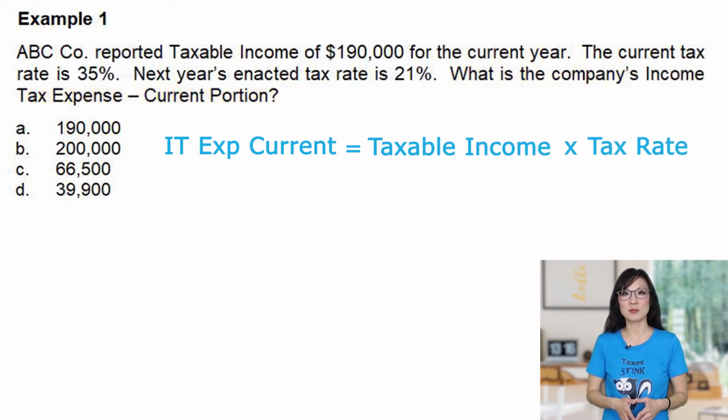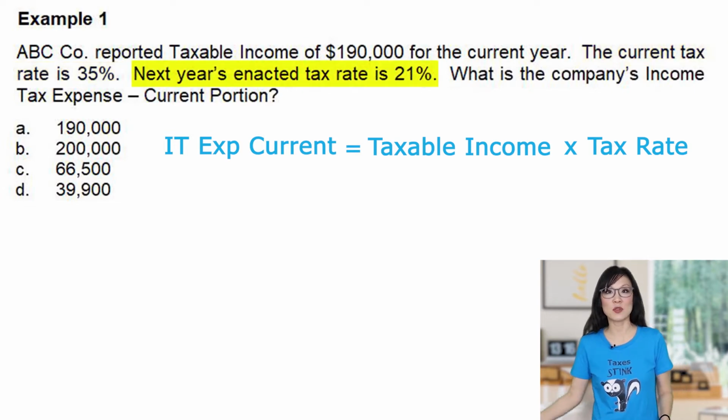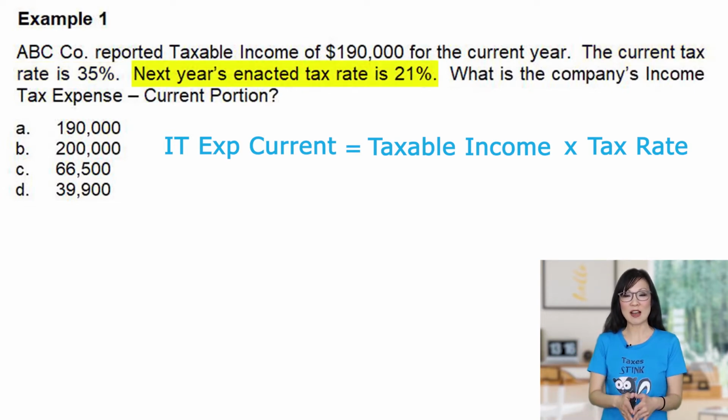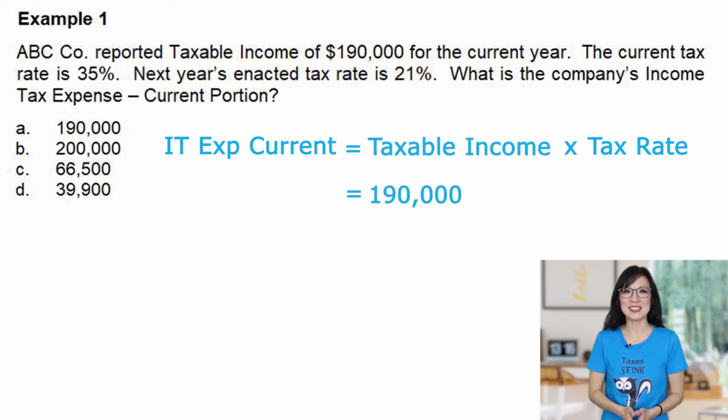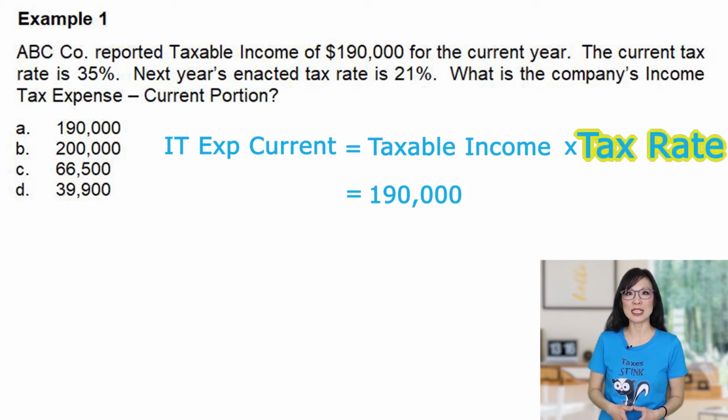Now let's read the rest of the prompt. ABC reported taxable income of $190,000 for the current year. The current tax rate is 35%. Next year's enacted tax rate is 21%. We have our formula. Let's plug in our numbers. They give us taxable income. Great! $190,000. Next, what is the applicable tax rate?